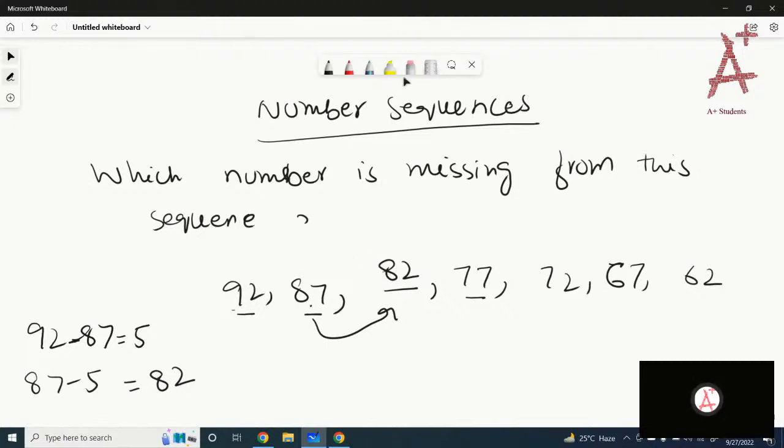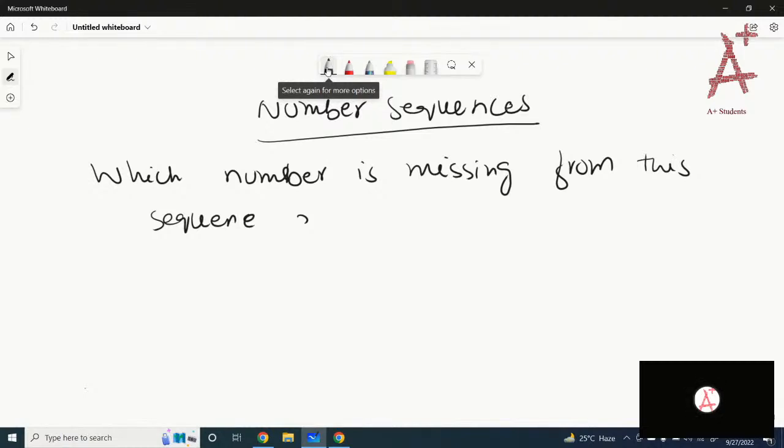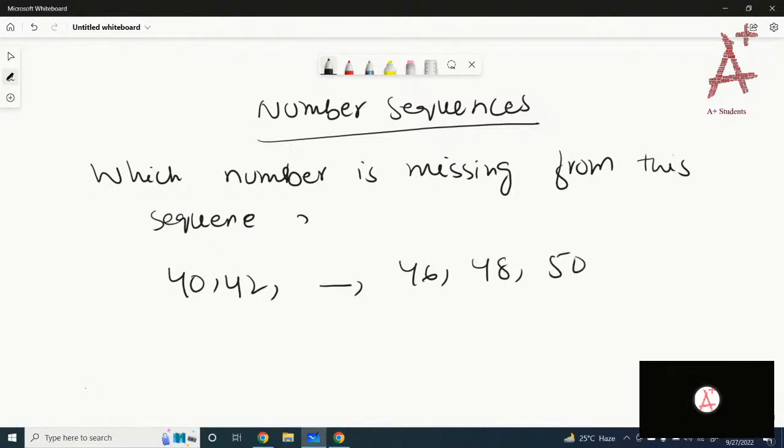Okay, let's do another example. Okay, let me write down the sequence. The sequence is 40, 42, the missing number, 46, 48, and 50. Okay, first look for a pattern. The pattern is increasing. How? They're increasing by 2. 40 plus 2 is 42, isn't it? Yes, it is. So for the next number, you have to add 2 to 42. So 42 plus 2 is 44. Got it?